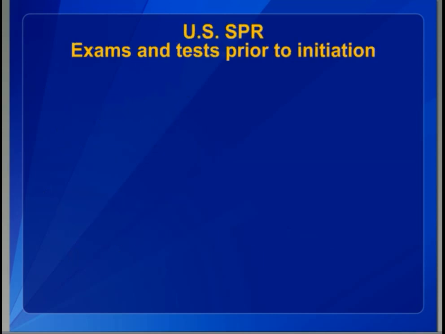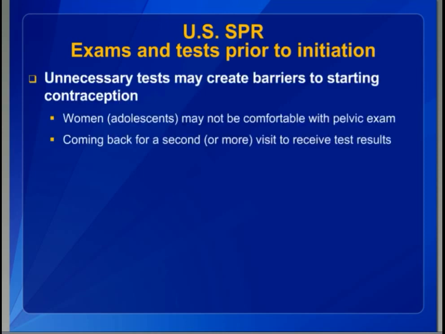The U.S. SPR also provides recommendations that address exams and tests needed prior to starting a woman on a method, as unnecessary tests may create barriers to contraceptive initiation. For example, a pelvic exam itself may be a barrier to women getting contraception, especially adolescents, if they're not willing to participate in the exam. Likewise, waiting for test results may be another barrier that delays contraceptive use, which increases a woman's risk of unintended pregnancy.